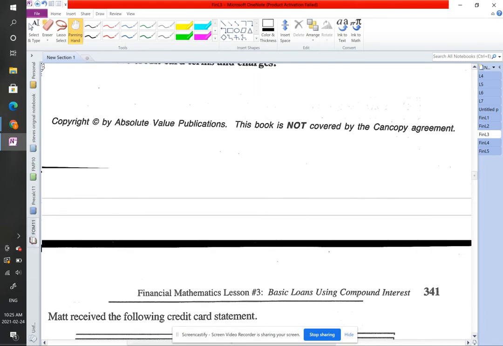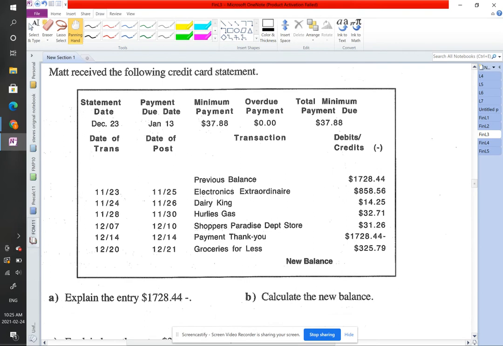So let's have a look. We've got some credit card questions here. Here is Matt's credit card statement. So you can see we've got the statement date, the payment due date, the minimum payment, and the total minimum payment due. And then down here, we have all the activity on his account.